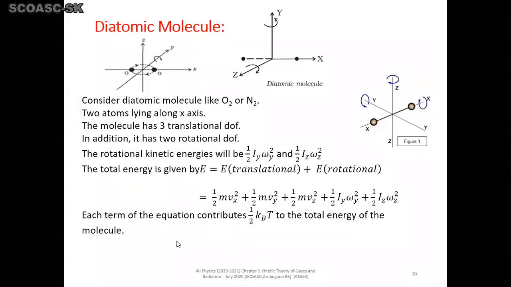I need this in tomorrow's class again. So again I'm repeating, if I'm talking about a diatomic rigid molecule, it has a total of 5 degrees of freedom. In every direction, the contribution to the energy is half kBT. So along the 5 directions, it's going to be 5 by 2 kBT. Let me move on to the next slide.